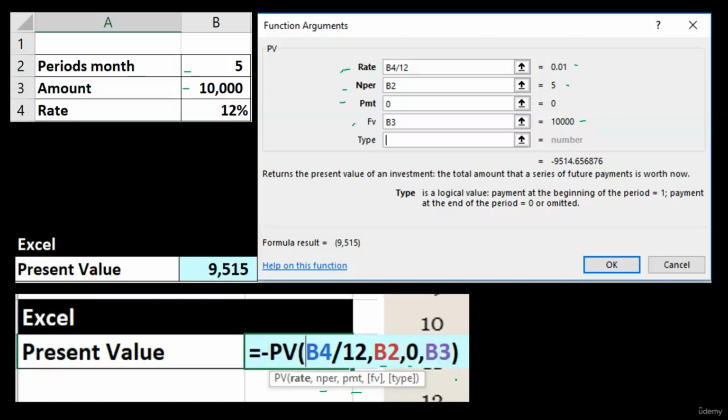So we want to take the future value, the one sum, which is the future value, as opposed to payments, which we would use in the annuity.